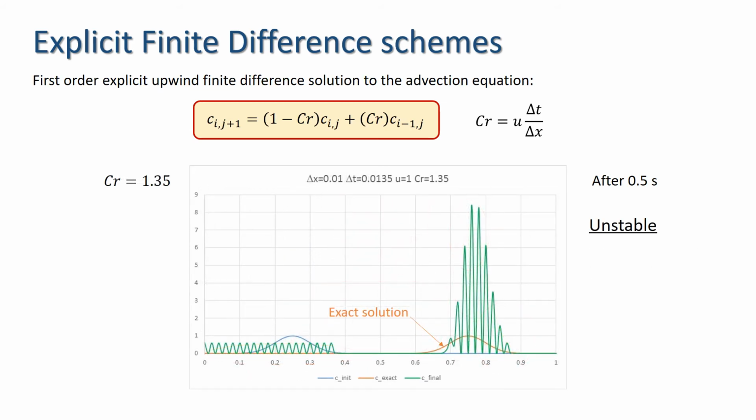In this example, we have a slightly larger Courant number of 1.35, and we can see that the oscillations in this case are very large. Such a solution is unreliable, and we should simply discard it and ignore any results produced. They're meaningless due to the instability of the numerical solution.